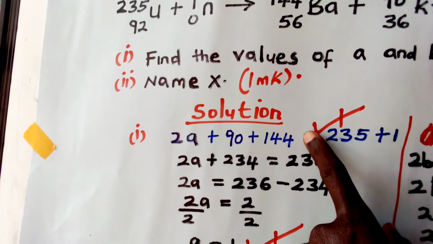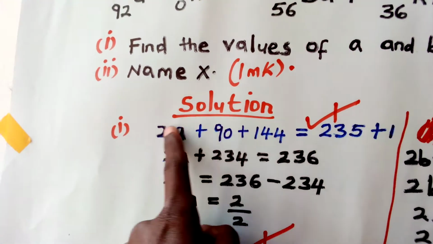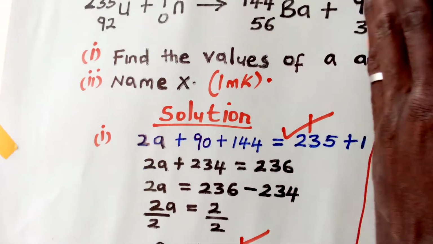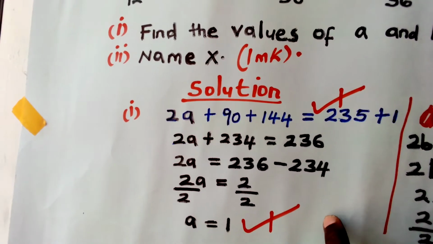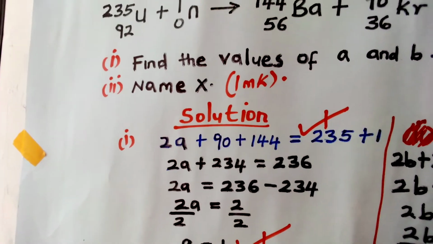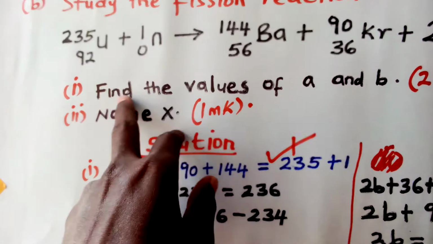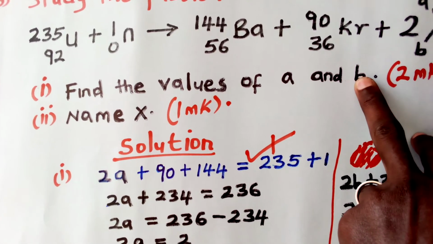We shall give half a mark for balancing the mass numbers this way, when you add, equal to the mass numbers on the other side. Then we give a half for the correct answer. So this gives us 1 mark. Then remember, we are supposed to get the values of a and b. Then we also do the same for b.